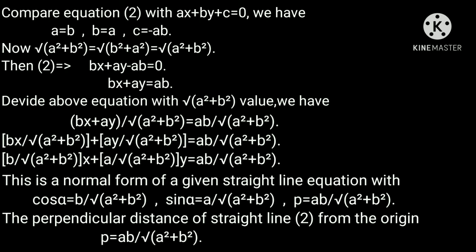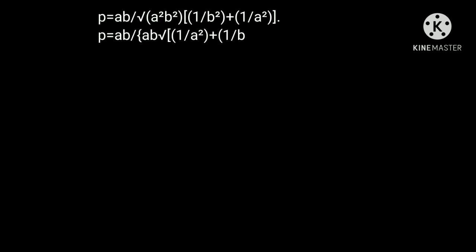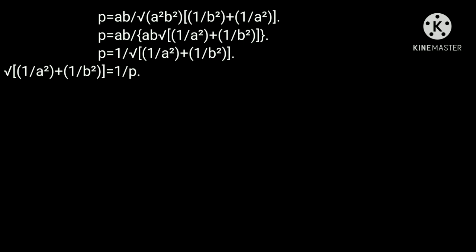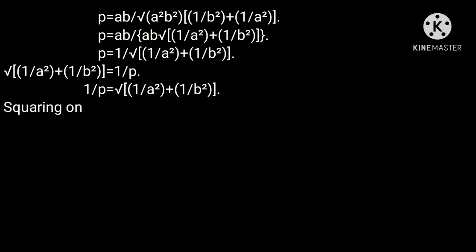The perpendicular distance of the straight line 2 from the origin is p equal to ab by square root of a square plus b square. Here, take a square b square as common in denominator, then p equal to ab by square root of a square b square into 1 by b square plus 1 by a square. Next, p equal to ab by ab into square root of 1 by a square plus 1 by b square. ab and ab get cancelled, then p equal to 1 by square root of 1 by a square plus 1 by b square.